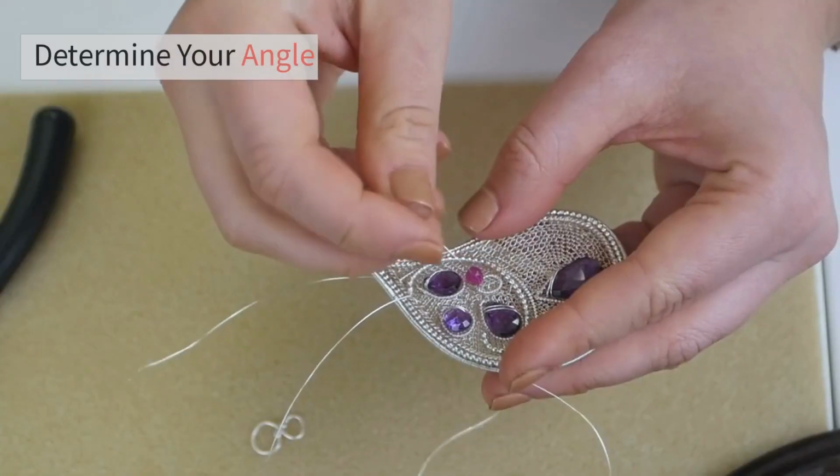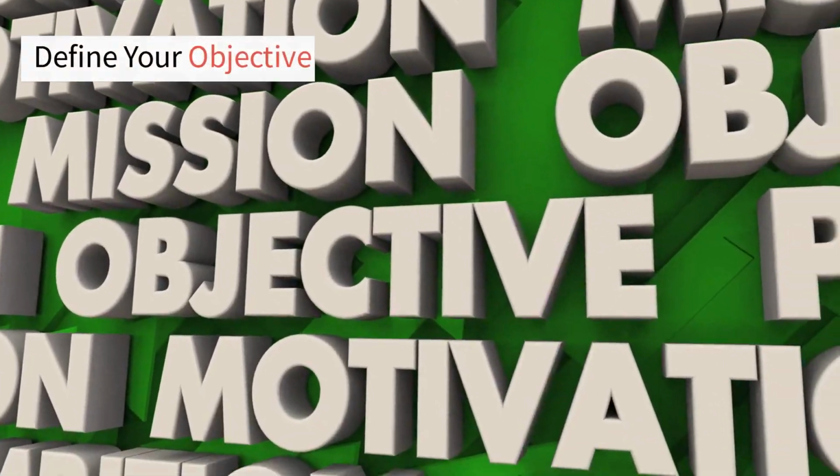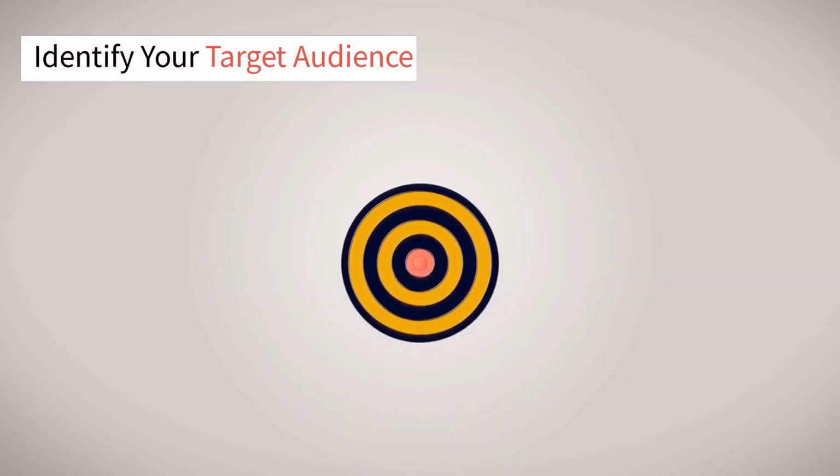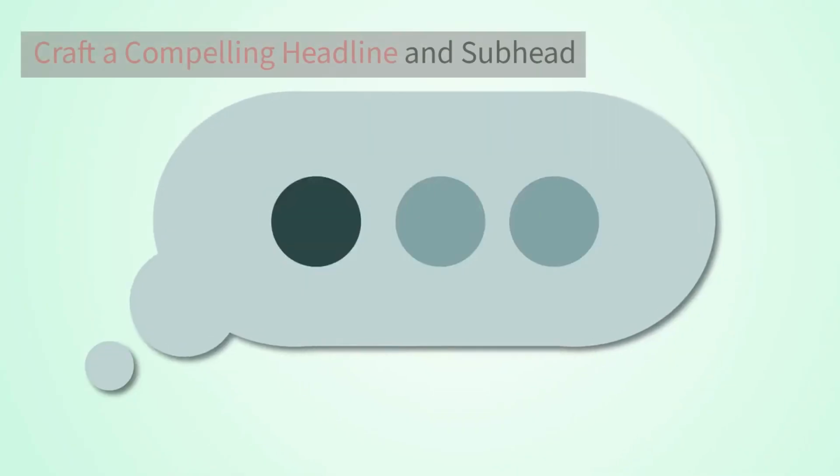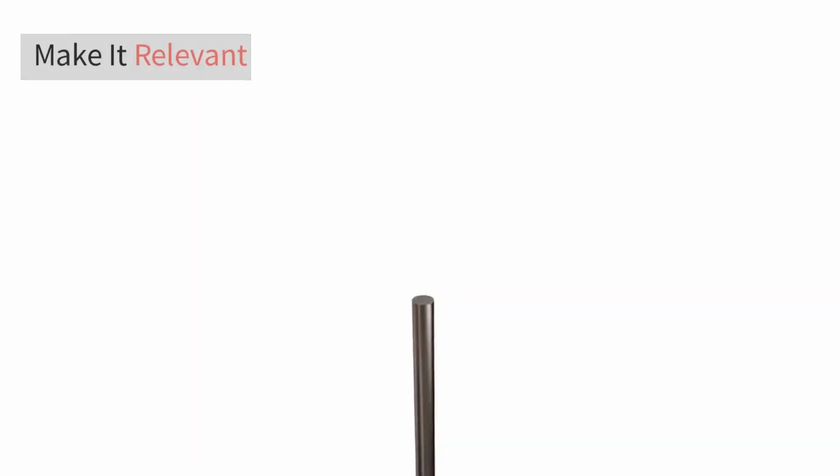Subheadings. Determine your angle. Define your objective. Identify your target audience. Research your topic. Develop your key message. Craft a compelling headline and subhead. Use strong, active language. Keep it short and sweet. Highlight your key message. Make it relevant.